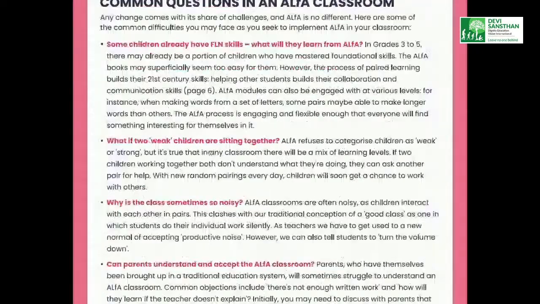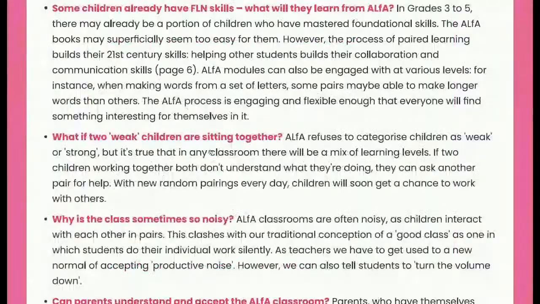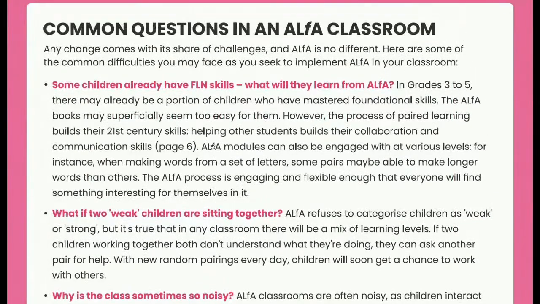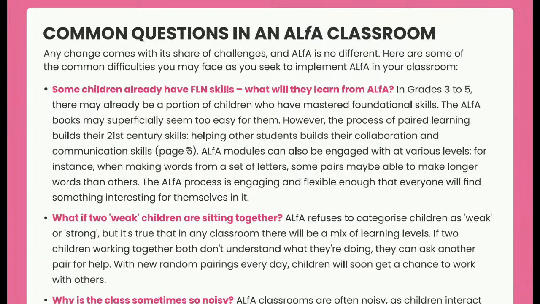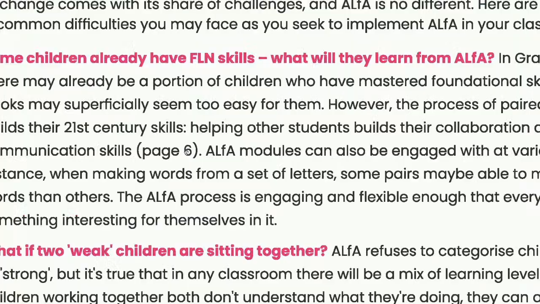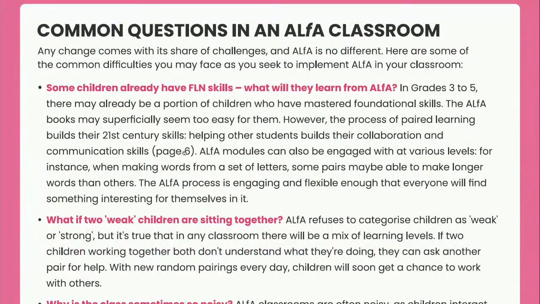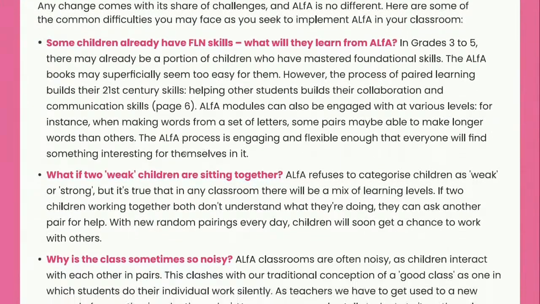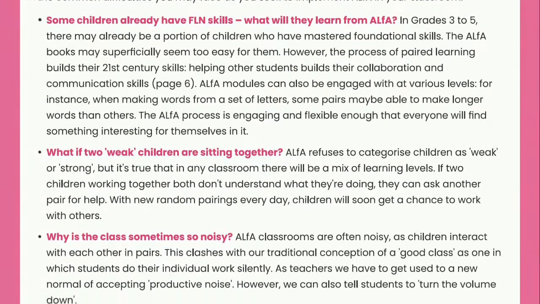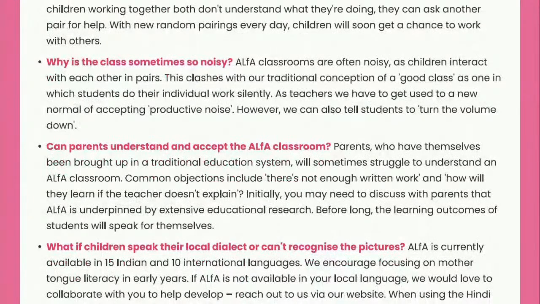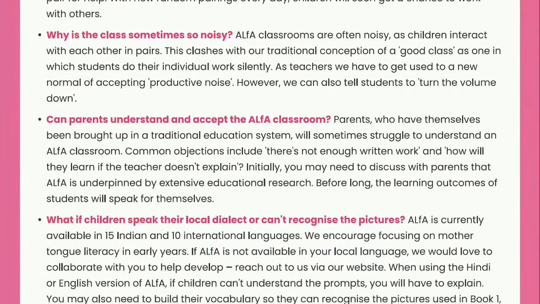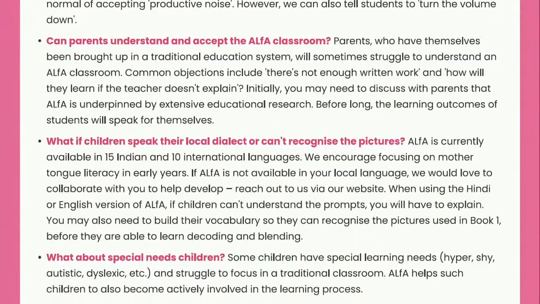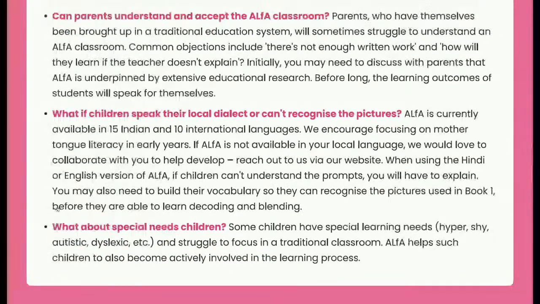So these are some of the common FAQs which we get when we run trainings. Questions like, well, some children already have literacy skills, so what will they learn from ALfA? What happens if two weak children, so-called weak children, are sitting together? So this is kind of the FAQs of ALfA. It's definitely good to familiarize yourself with this, because these are some of the questions that you'll be facing when you start training people. Yeah. So we can move on from this.